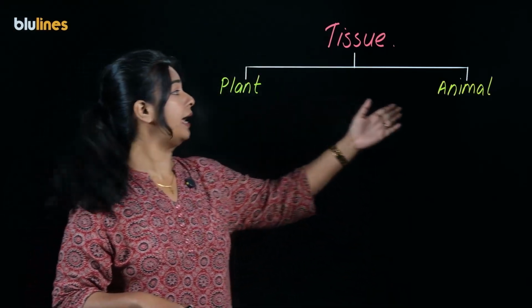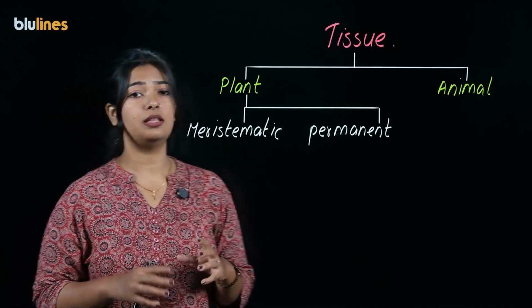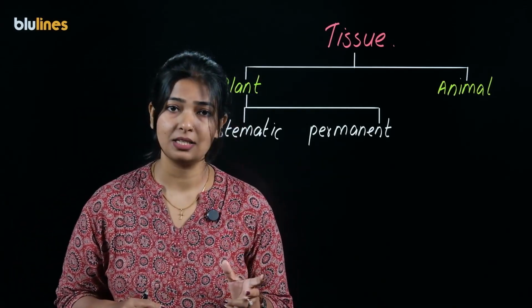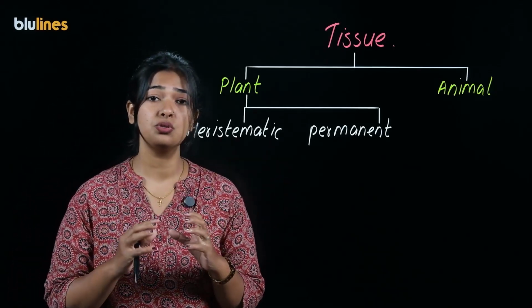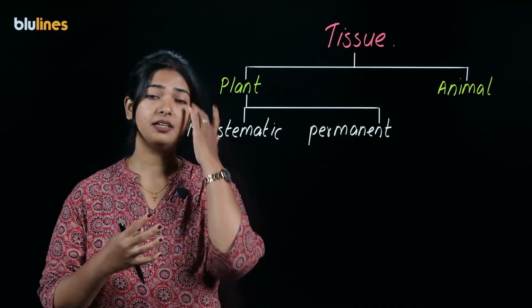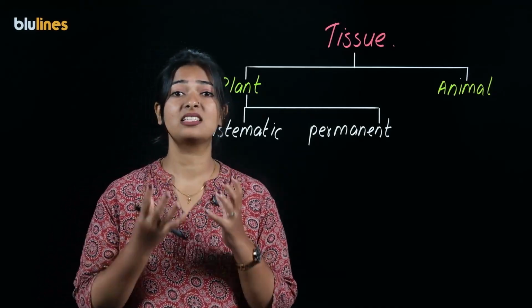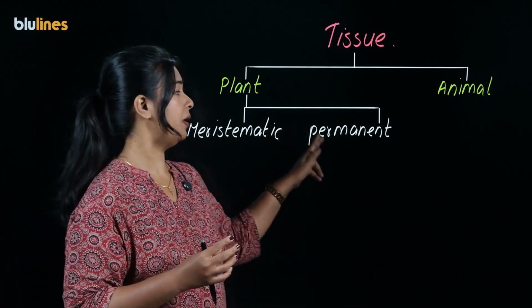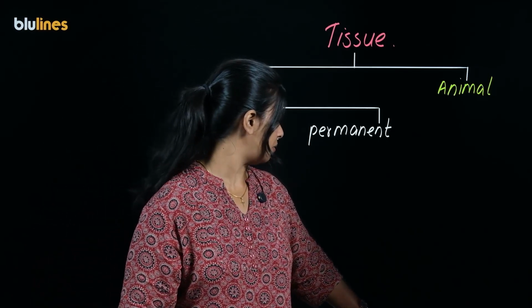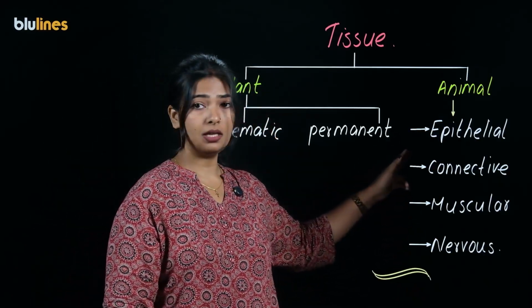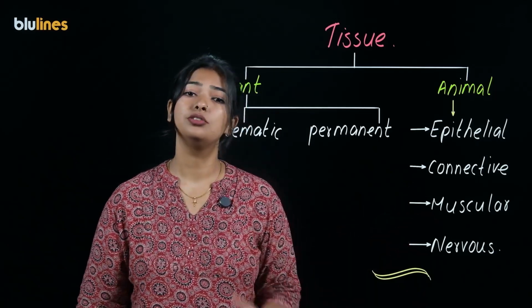Next, let's see the types of tissues. Tissues can be classified into plant tissues and animal tissues. In plants, there are two types of tissues: meristematic tissues and permanent tissues. Meristematic tissues are the tissues which can divide continuously. They are actively dividing cells. Whereas permanent tissues lose the ability to divide. Animal tissues can be classified into epithelial, connective, muscular and neural tissues.